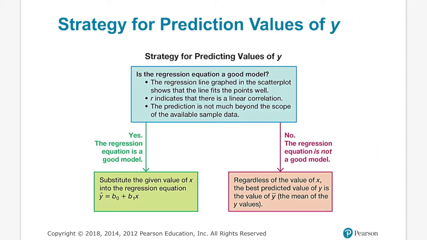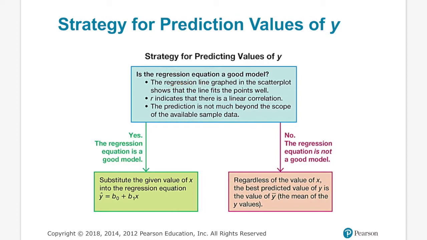Strategy for prediction values of y. When I need to predict y values, I will ask myself if the regression equation is a good model to use. If it's a good model, then I will use the equation y hat to predict my y value. If it's not a good model, then I will use y bar to predict my y value. How do I know if my regression equation is a good model?